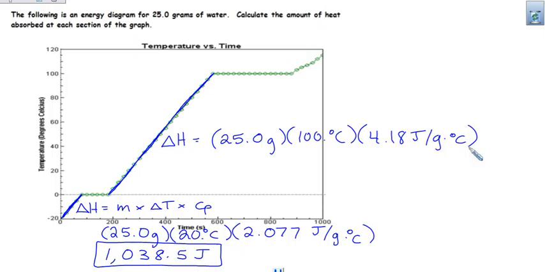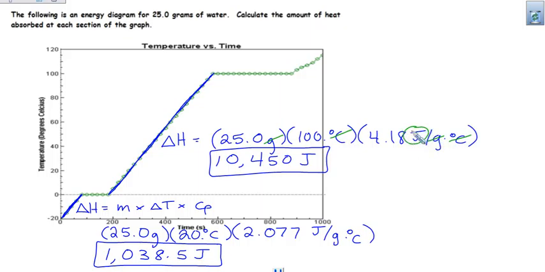So we plug this in our calculator, and I'd be looking at about 10,450 joules. Your final unit will be joules because the specific heat is given in joules. So essentially the grams will cancel and the degrees Celsius will cancel. And so the only unit you have left is joules.